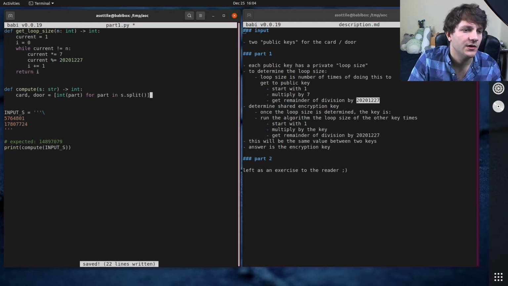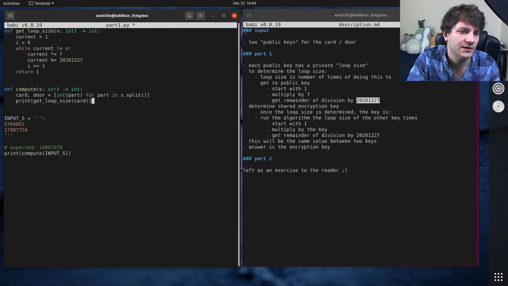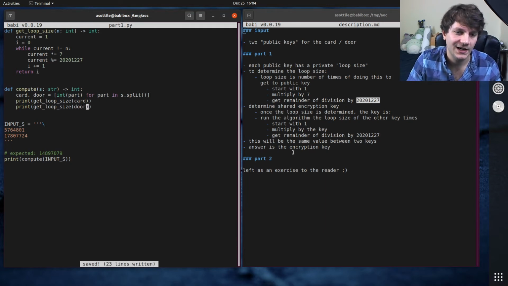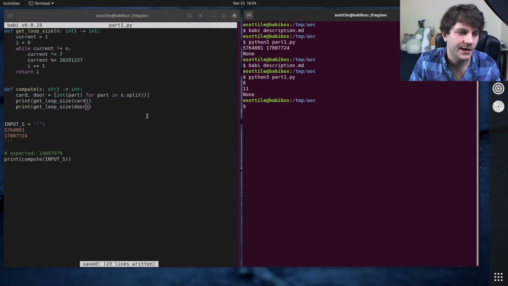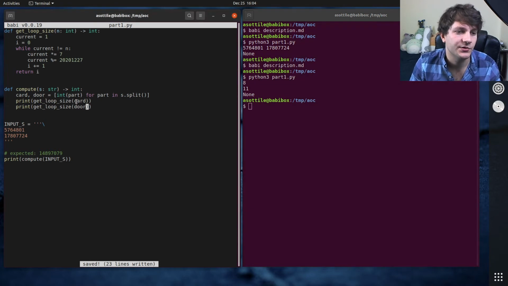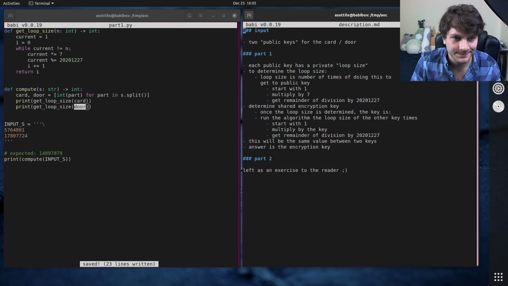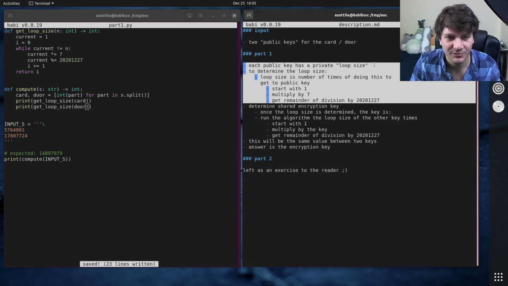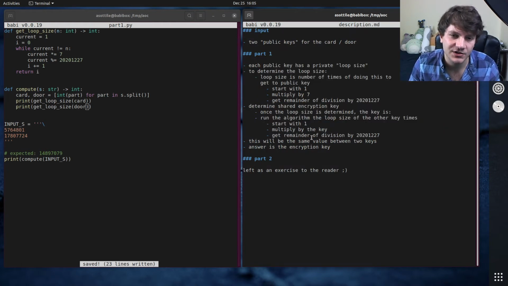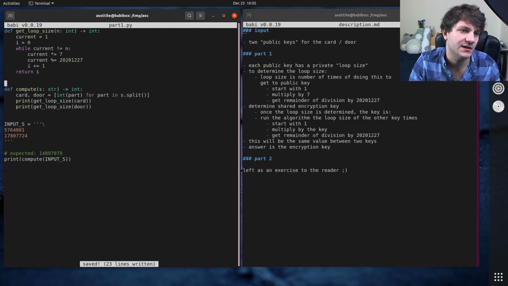Now if we print get_loop_size of card and do the same thing for door, we should get 8 and 11. Yep, we get 8. So the loop size of the card is 8 and the loop size of the door is 11. That's the first part of part 1. The second part is to determine the shared encryption key.